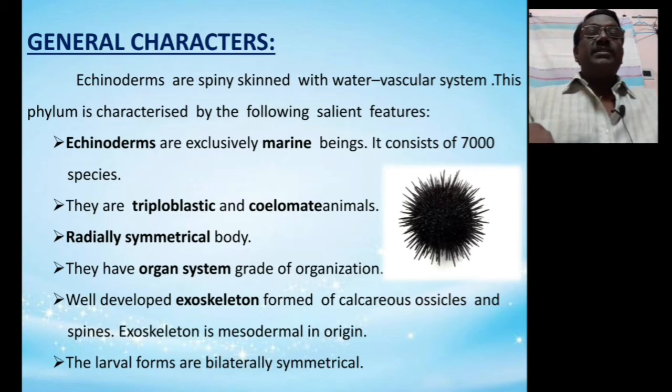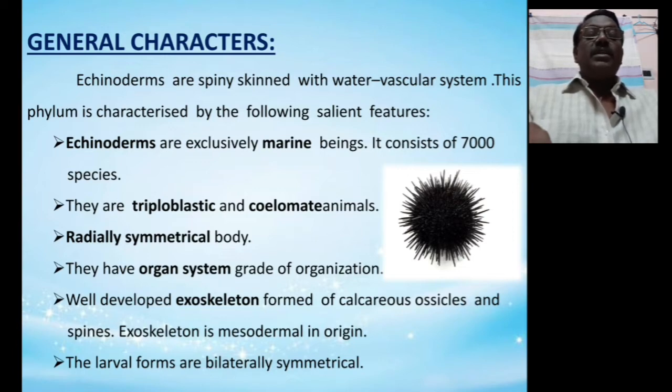Echinoderms are spiny skinned animals. The whole body is covered by short or long spines. Hence the name echinoderms was coined. And the specific feature of these animals is the presence of the water vascular system. This phylum Echinodermata includes exclusively marine organisms, and the total number of marine organisms included under this Echinodermata is around 7,000.